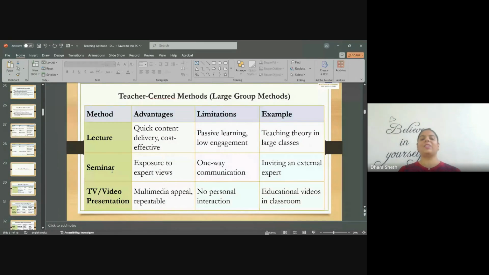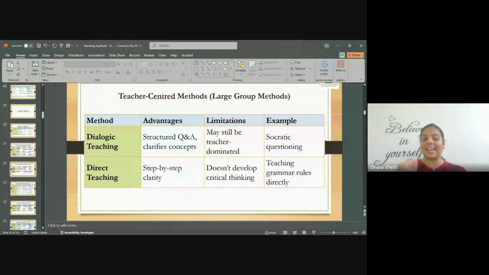Seminar. Experts come, give a lecture for 1 hour, one-way communication. TV video presentation. Here, there's a screen and sometimes you don't even have the possibility of putting a comment. No personal interaction. Educational videos in classroom. Dialogic teaching, structured question and answer. The Socratic way of teaching may still be teacher dominated, because it's still the teacher who's leading the students towards a certain direction.